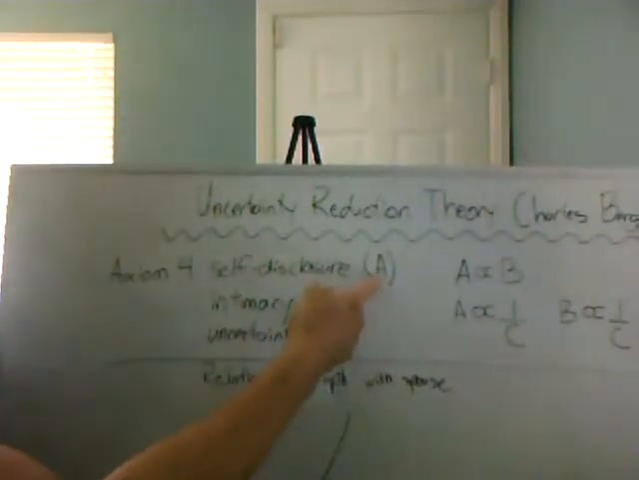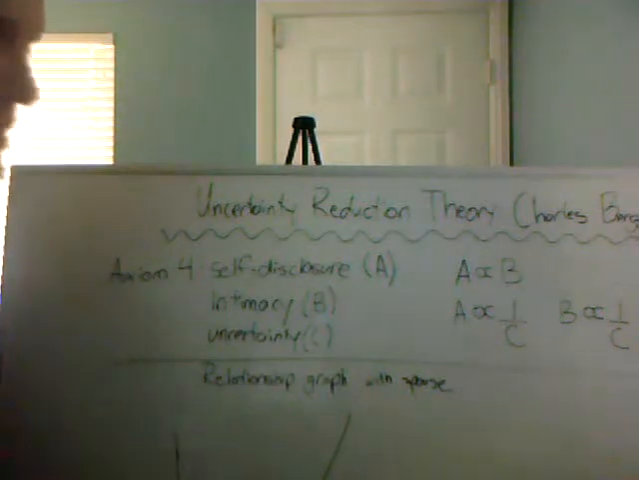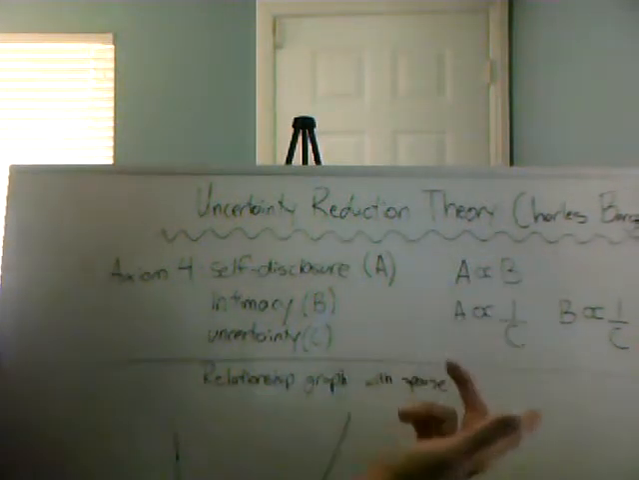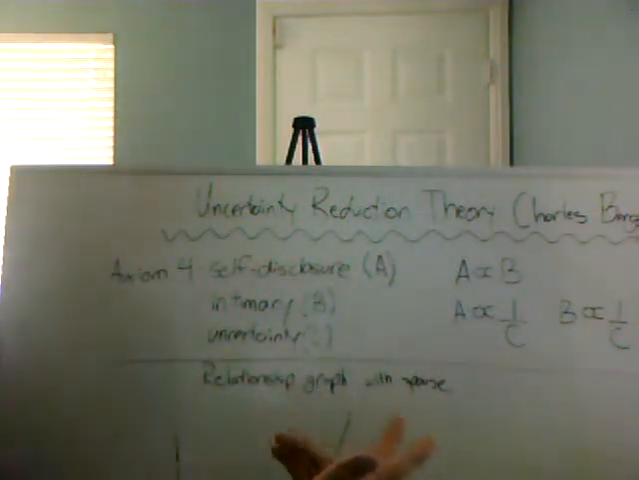So you have self-disclosure, I have A, intimacy B, uncertainty C. Those are the variables that I assigned. So A and B are directly proportional. When one goes up, the other one goes up. That makes sense. When self-disclosure goes up, intimacy increases. This is what the theorem states.